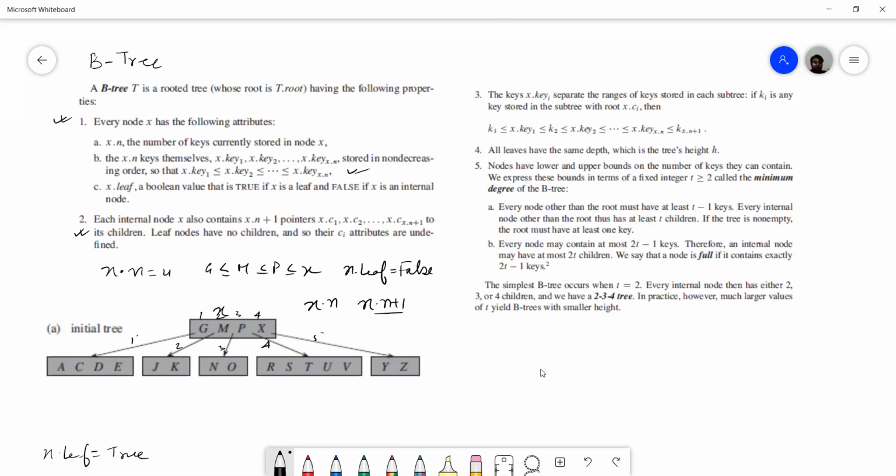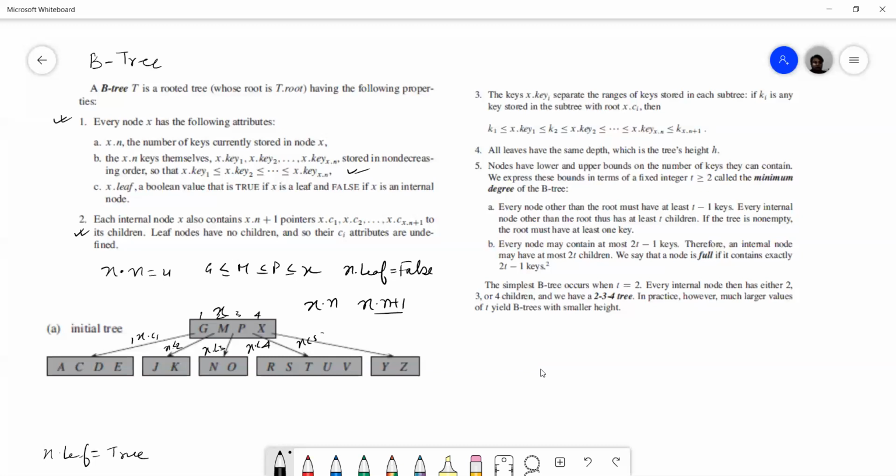So these pointers we represent by x dot c1, the first child. This is x dot c2, the second child. This is x dot c3, the third child. This is x dot c4, the fourth child. This is x dot c5, the fifth child. As written here, leaves have no children, so it's obvious.